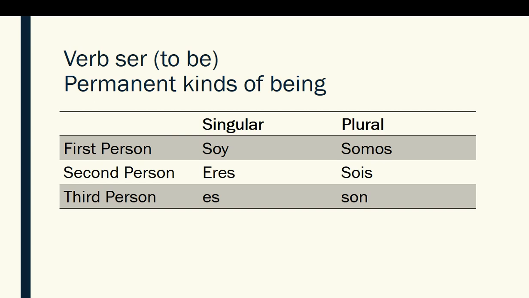Here are the different forms of the verb ser. In first person, we have soy. Second person, eres. Third person, es. For plural form, first person, somos. Second person, plural, sois. Third person, plural, son.